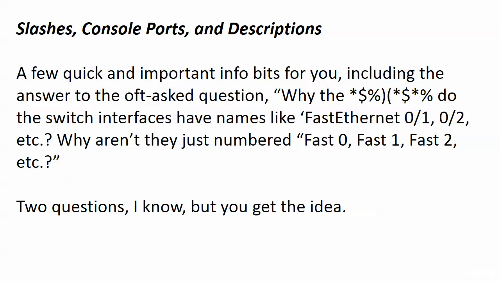Speaking of interface names like FastEthernet 0/1 and that kind of thing, where do we get those names from? Why don't we just call them FastEthernet 1, FastEthernet 2, that kind of thing? Going to have that information for you along with a little more on console ports and some port descriptions. That's coming up next.